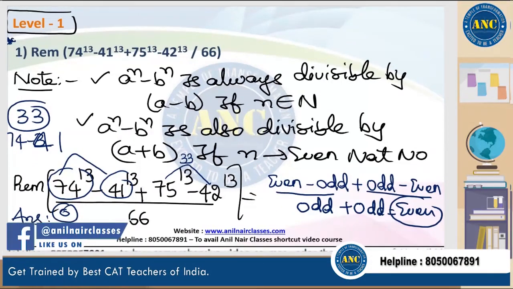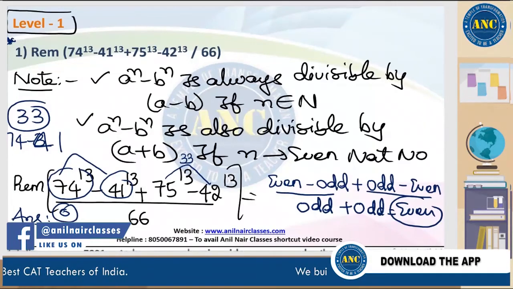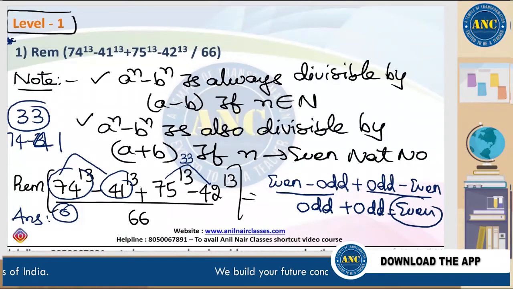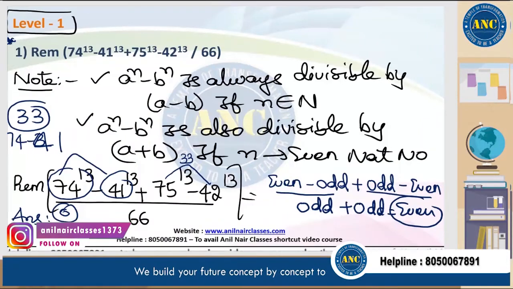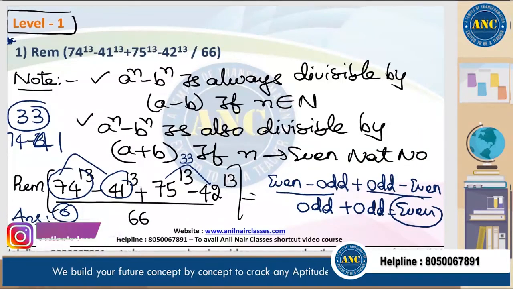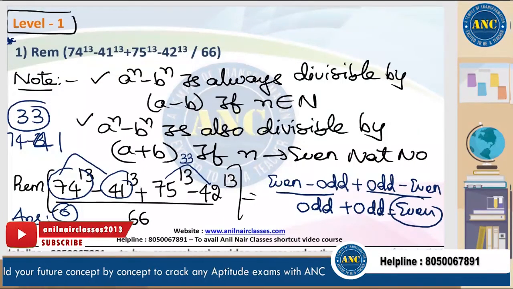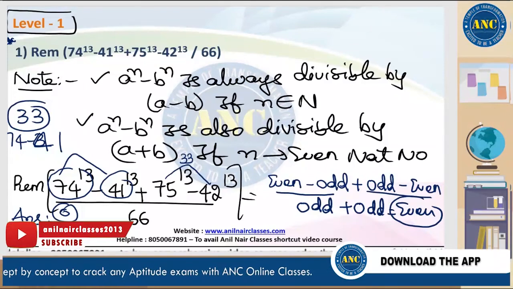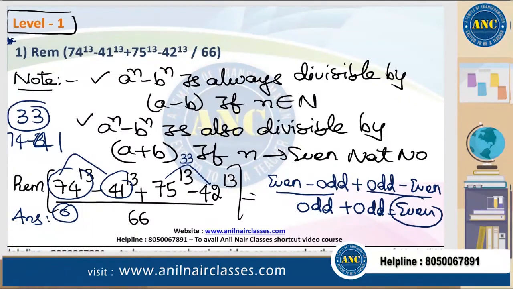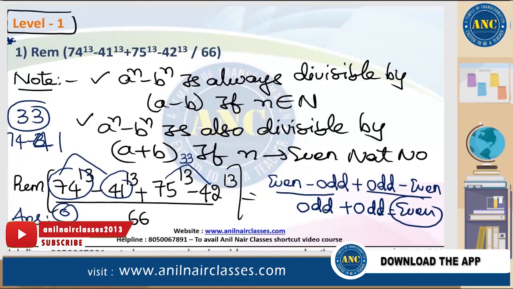This is an original exam model question. I hope the power concept is clear. Manish, that is what I said. I repeat for you, beta: power is a natural number. A power n minus b power n is always divisible by a minus b. I hope the first concept is clear. First problem, I hope it is clear.